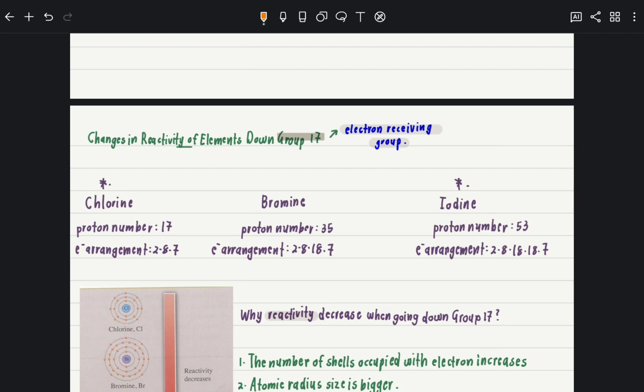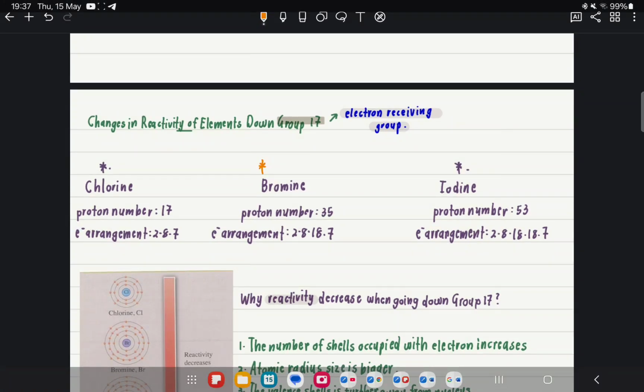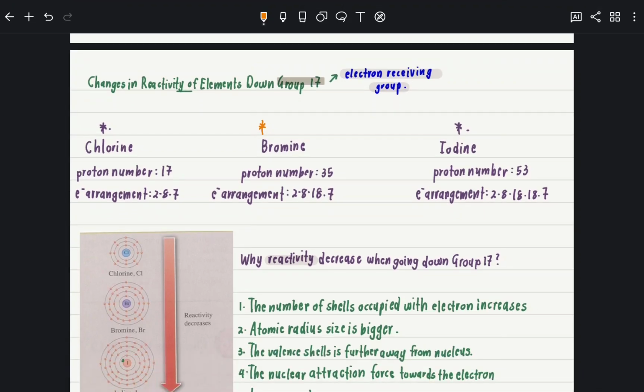Our study would be focusing on chlorine, bromine and iodine, as I said, and we come out with the proton number first. Chlorine, the proton number is 17. The moment you have the proton number, please do the electron arrangement. Chlorine has 17 protons, meaning as an atom it has 17 protons and 17 electrons, so the electron arrangement should be 2, 8 and 7. And then bromine has 35 protons and 35 electrons.